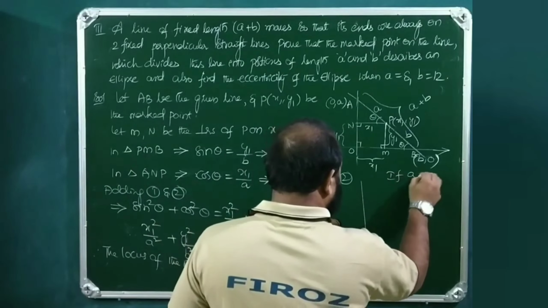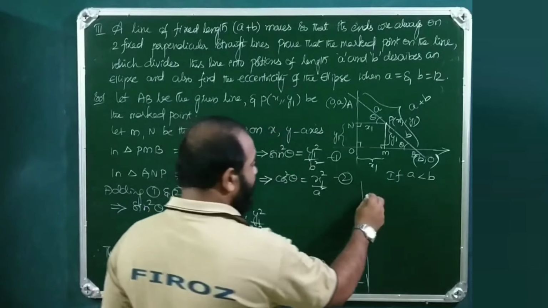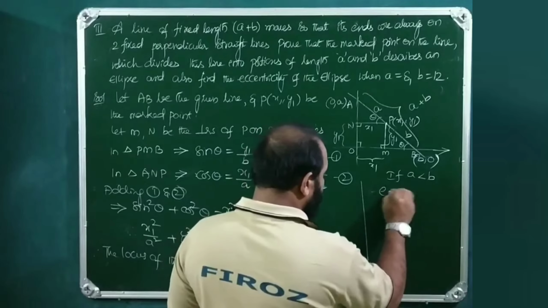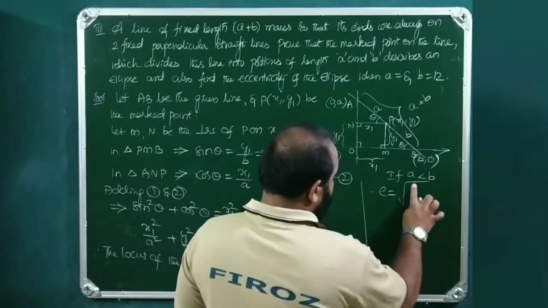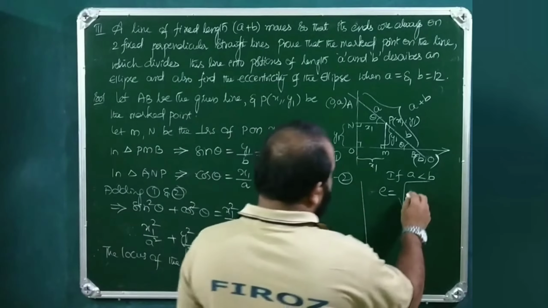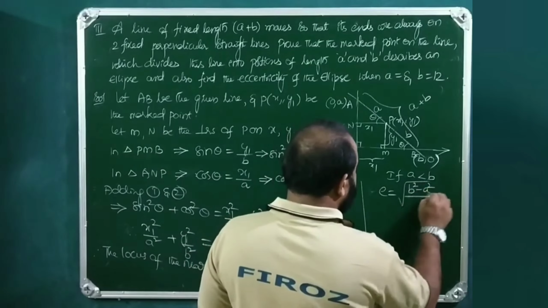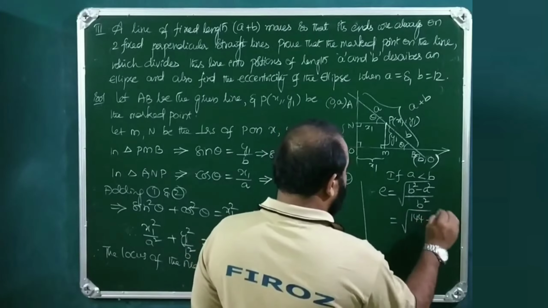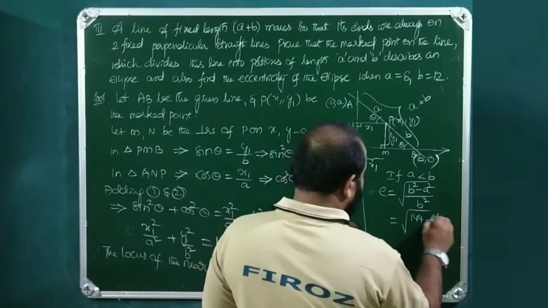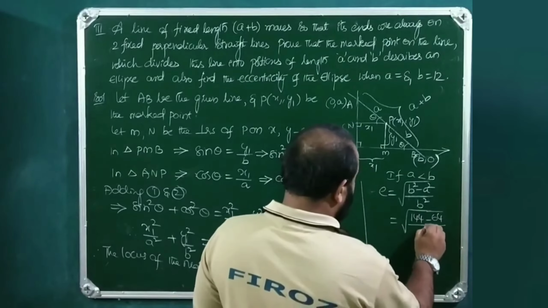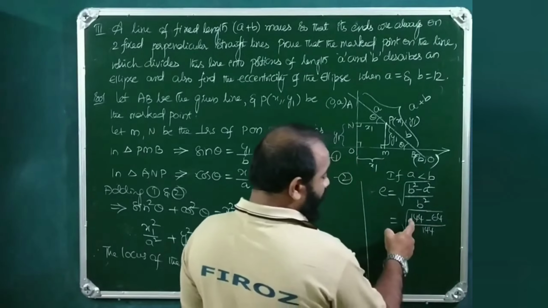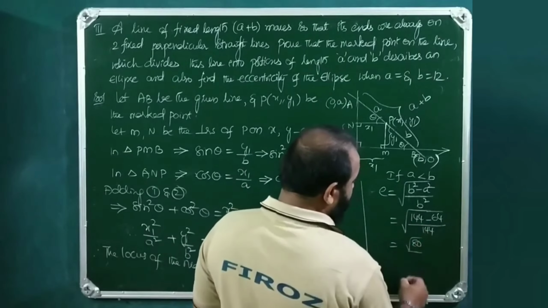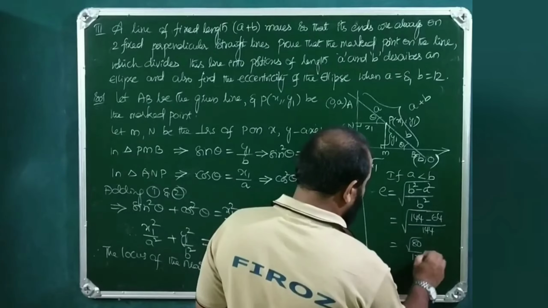If a is less than b, so the condition is a square less than b square. So e is equal to (b square minus a square) by b square. So this is equal to b square is 144 minus 64 by b square 144. So 144 minus 64, this is root 80 by root 144, which is 12.